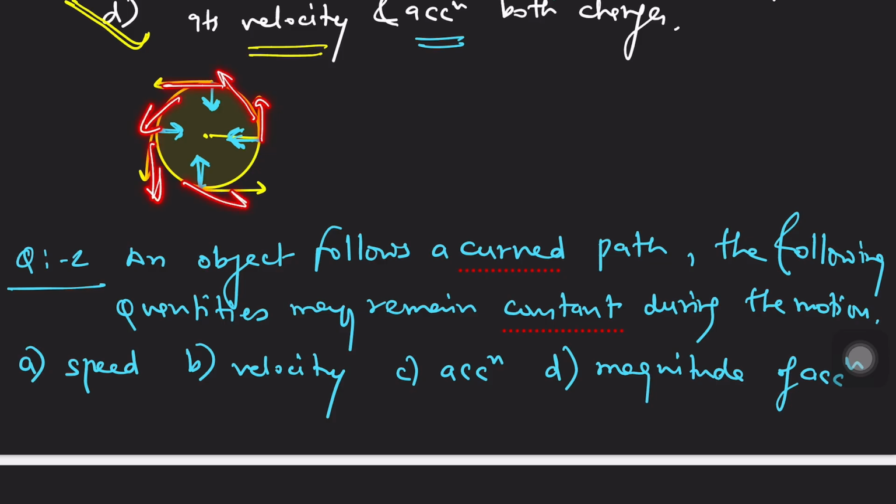Direction must change. There is no other option if it is moving on a curved path. So guys, velocity could not be the constant thing. This is not possible at all.